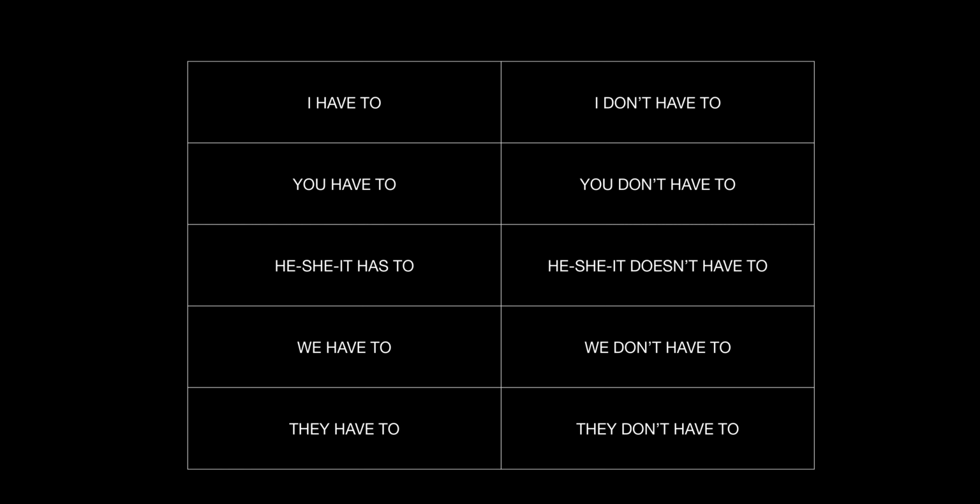Here is the conjugation. So I have to, you have to, he, she, it has to, we have to, they have to. So that's the positive form, and you have two forms, have to and has to. Negative form: I don't have to, you don't have to, he, she, it doesn't have to, we don't have to, and they don't have to. So you have two forms, don't have to and doesn't have to.